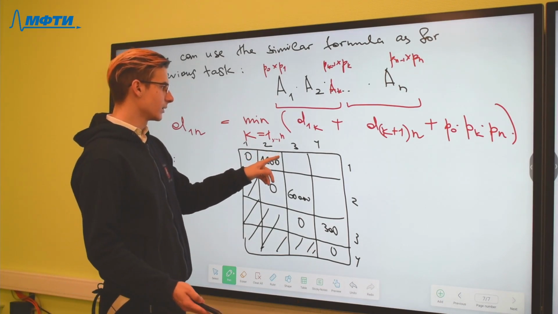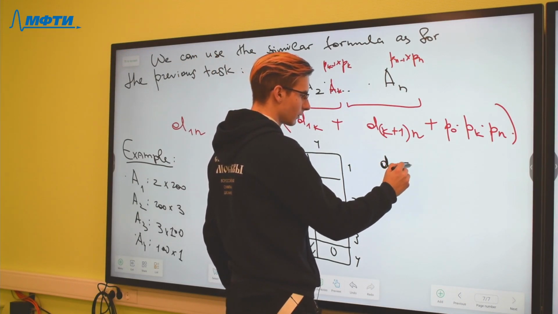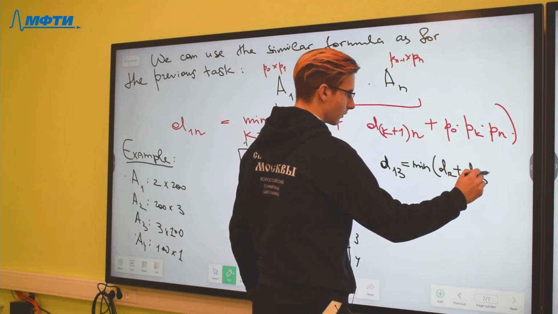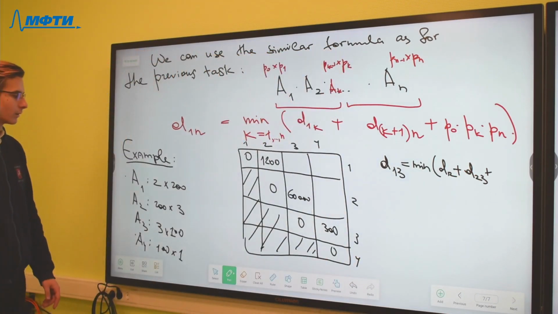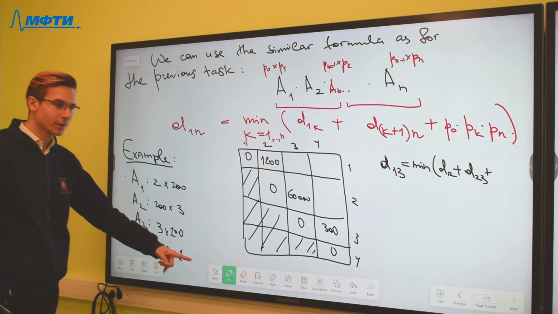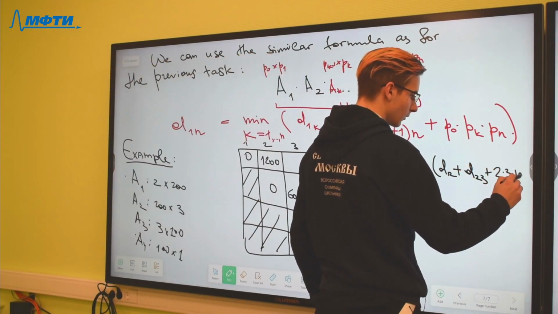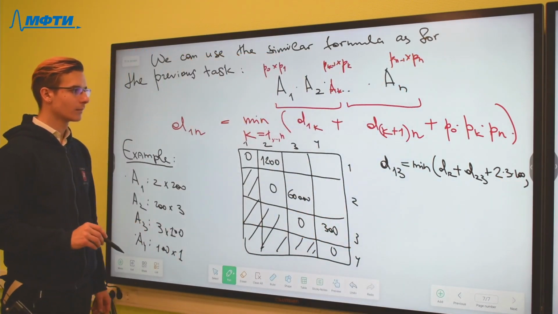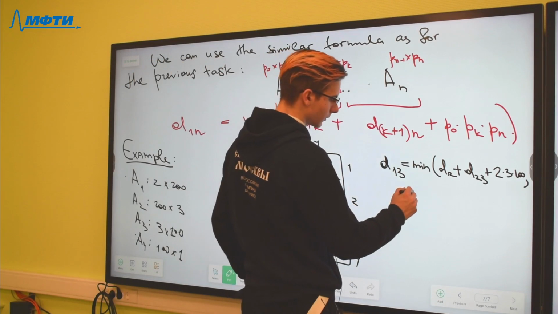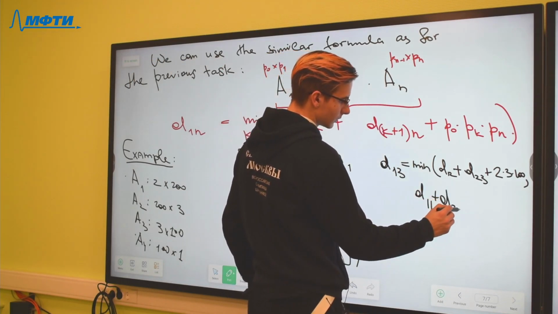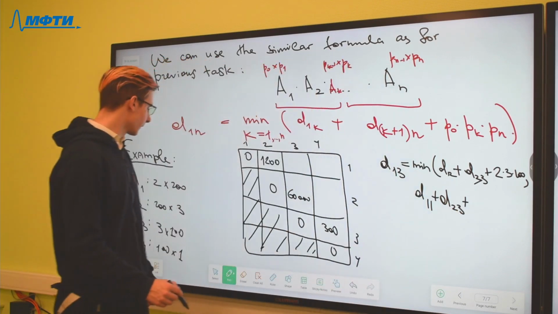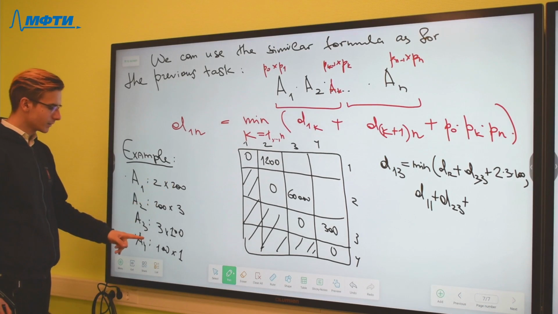And then, to understand how we can compute this task easily, we see that we can divide D13 as the minimum of D12 plus, if we divide here, 2 multiplied by 3 multiplied by 100. Now we divide with what we said here: D11 plus D23 plus 2 multiplied by 200 multiplied by 100.